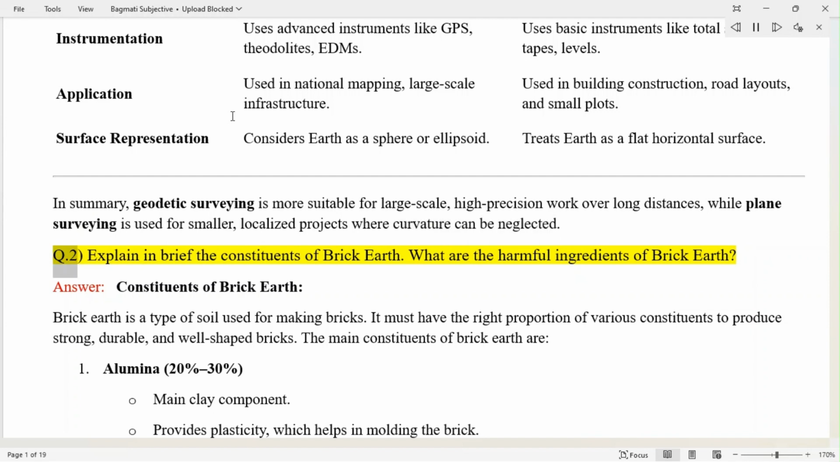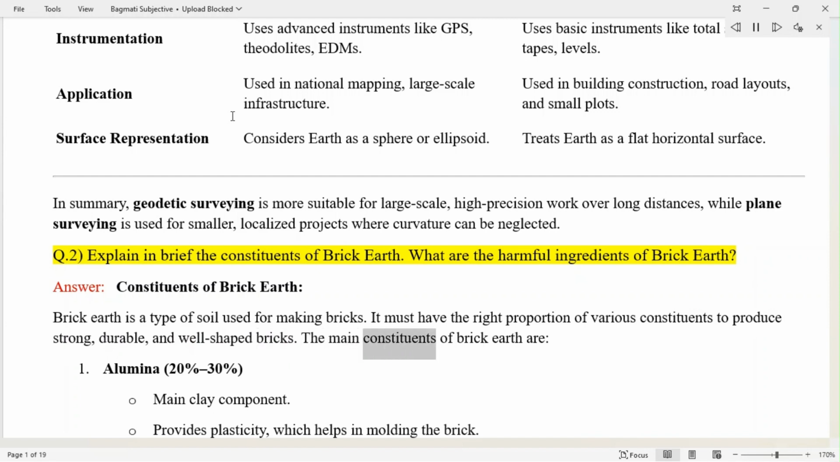Question 2: Explain in brief the constituents of brick earth. What are the harmful ingredients of brick earth? Answer: Constituents of brick earth. Brick earth is a type of soil used for making bricks. It must have the right proportion of various constituents to produce strong, durable, and well-shaped bricks.